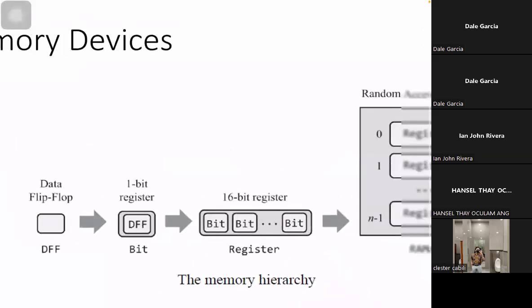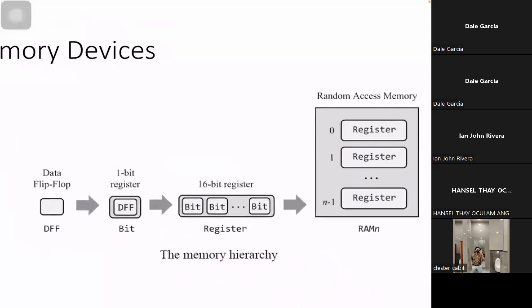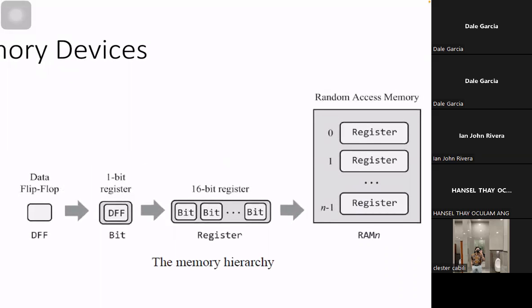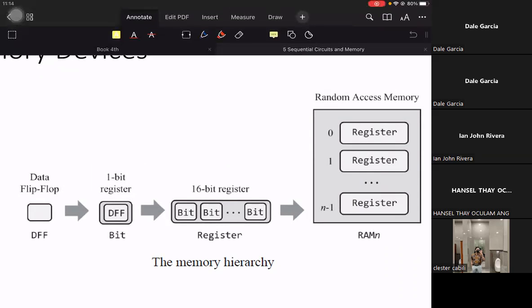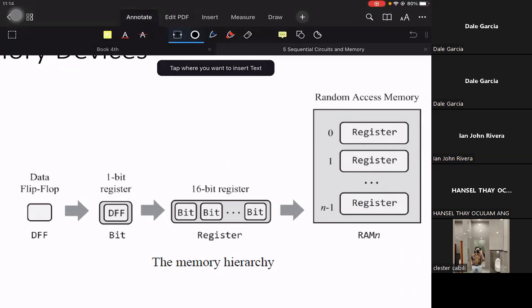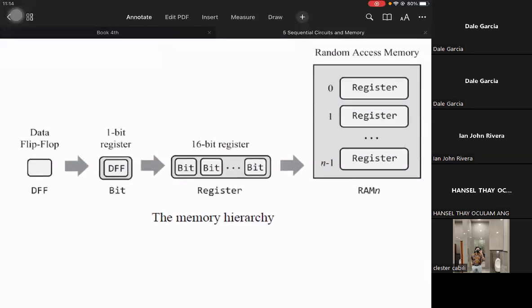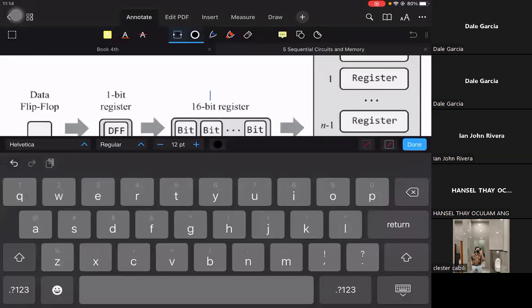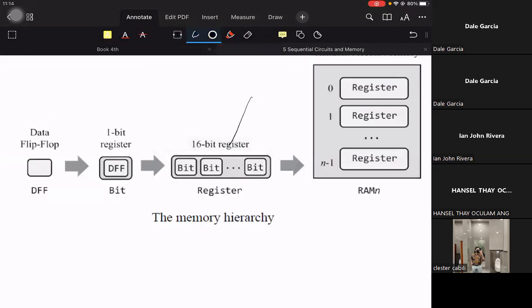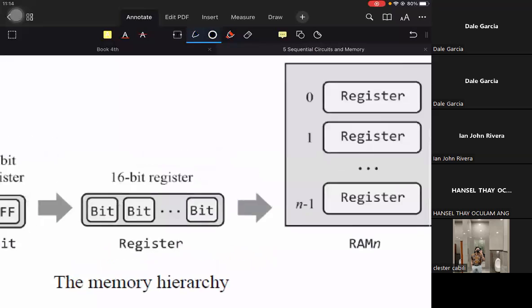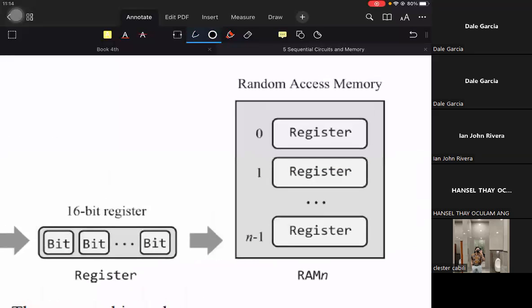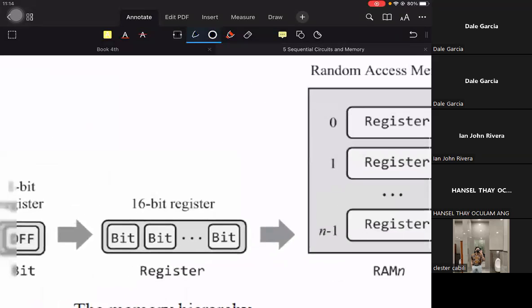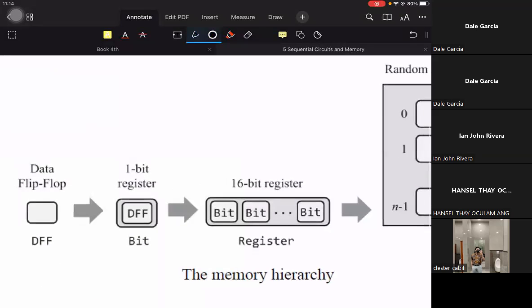So in the context of our learning microprocessors, the register here is a 16-bit register. And in the same way that the RAM is made up of an array of registers, our register is made up of arrays of flip-flops.